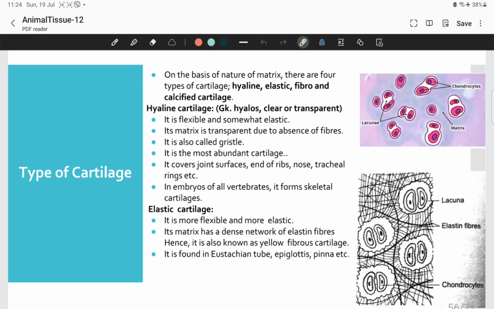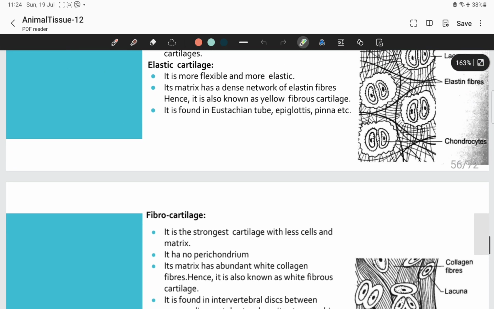The eustachian tube is the opening of the ear tube, and the epiglottis, sorry, is not an opening, it is the flap over the glottis, and the glottis is the opening of the tube which leads into the lung, and similarly our external ear, the pinna. So elastic cartilage is found in these parts.